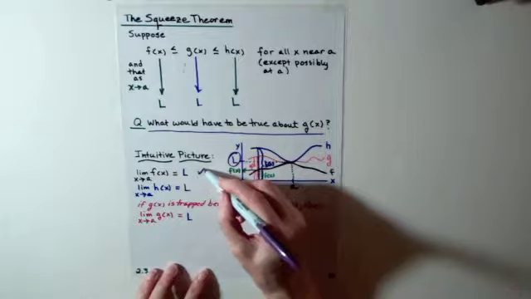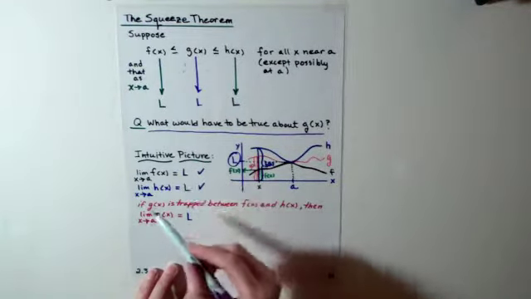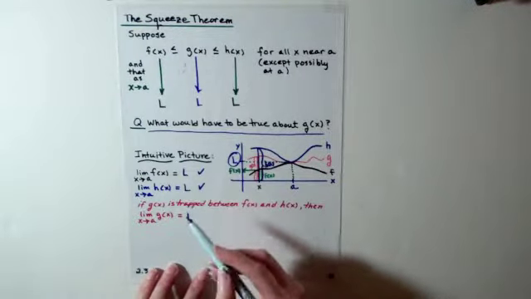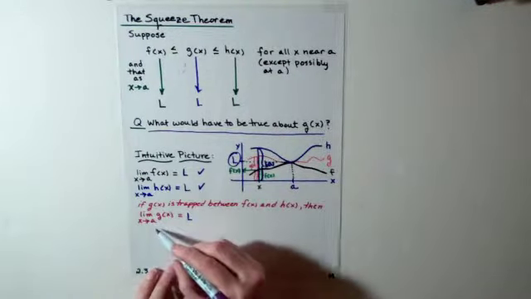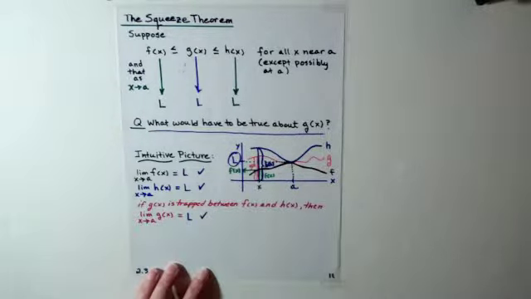And that's the conclusion of the squeeze theorem: if we know g is between f and h, and we know that the limit as x approaches a of f is equal to L, and the limit as x approaches a of h is equal to L, the conclusion is that the limit as x approaches a of g of x must also be equal to L. And that's really all the squeeze theorem says.